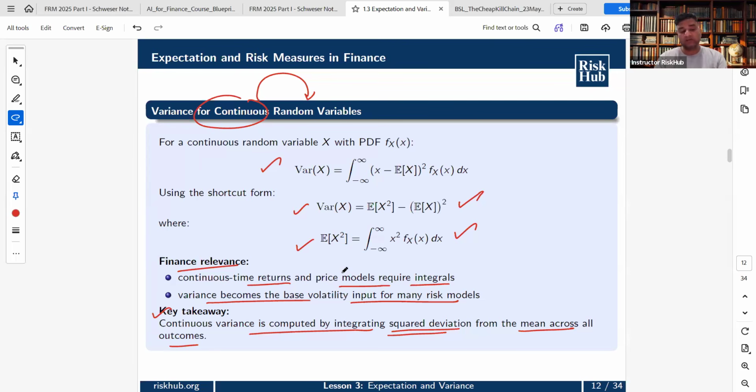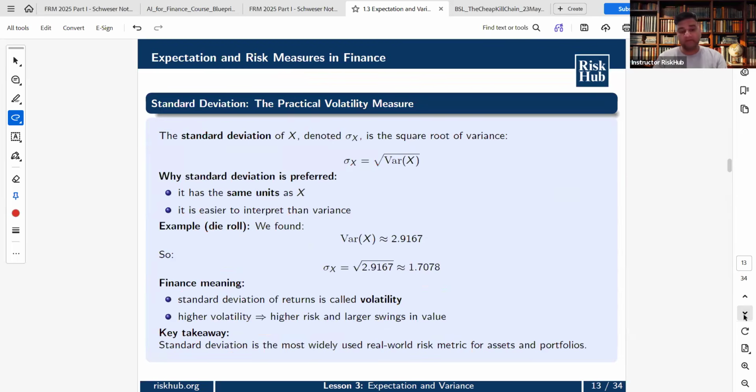Connection to Black-Scholes: assume dS_t. If I try to find out, dS_t is equal to mu S_t dt plus sigma S_t dW_t. The volatility parameter sigma comes directly from variance. This variance becomes one of the most important inputs in derivative pricing. We should know this. So then we go to standard deviation.